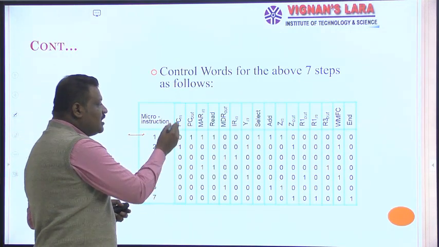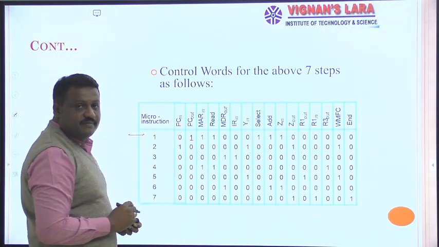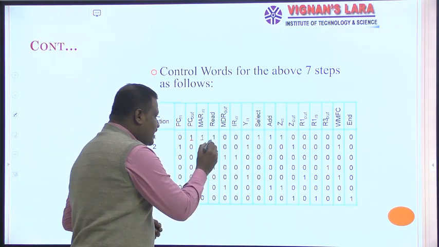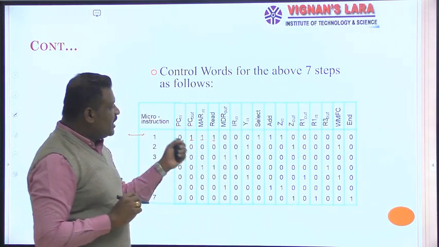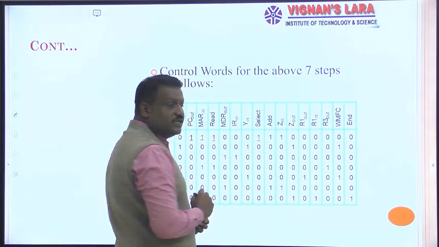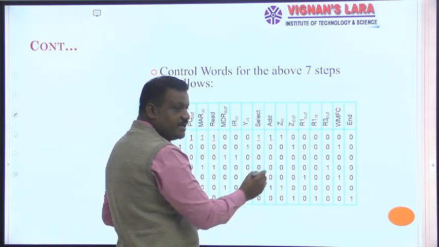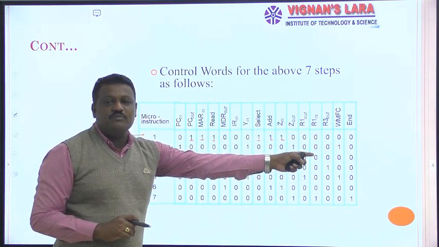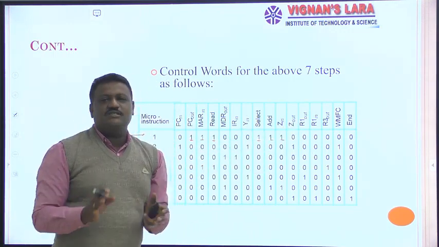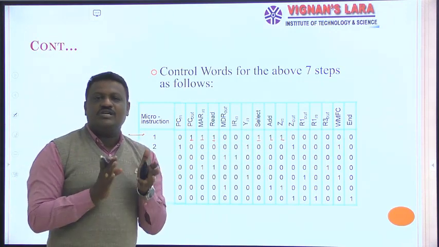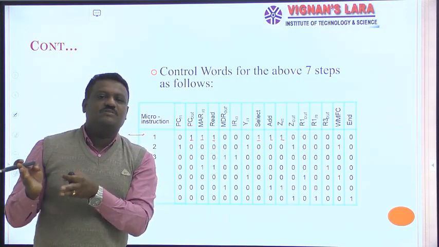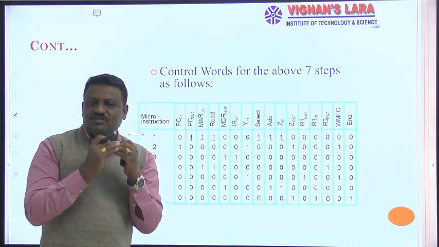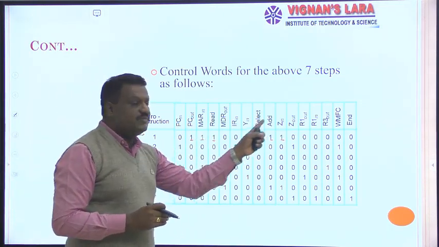So see here friends, I need a PC out, so it is set to 1, and I need a MAR in, so it is set to 1, I need a Read, it is set to 1, and again I need a Select, that is set to 1, Add set to 1, and Z set to 1, and the rest of the things are equivalent to 0, because I need all these signals in the execution of an instruction Add (R3), R1. But out of all those signals, for doing the first step, these signals must be active.